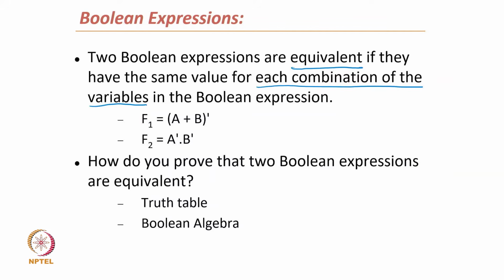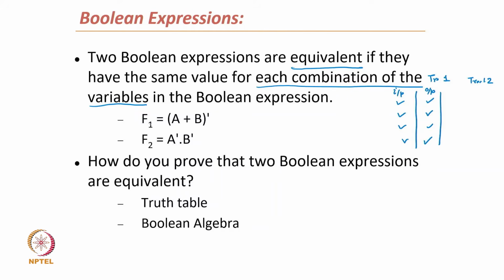Or in other words, if we make a truth table, so for example, this is input and this is output, this is the truth table for the first expression, and if the truth table of the second expression is exactly the same as the truth table of the first, then we can say both of the Boolean expressions are equivalent.